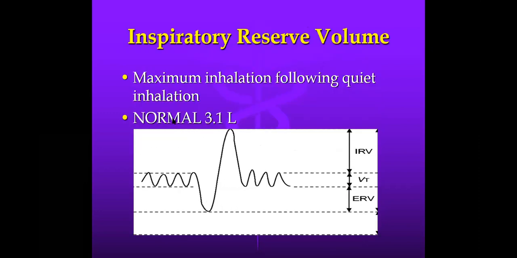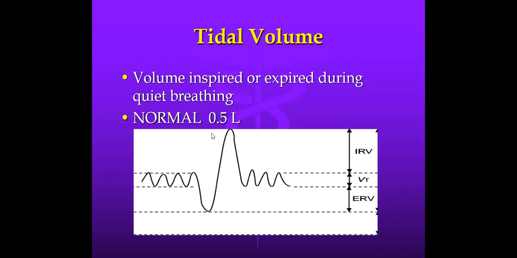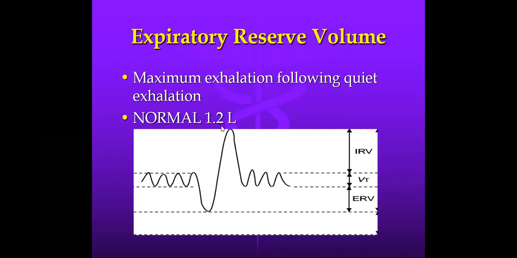All right, inspiratory reserve volume, they're just breaking it down here. It's 3.1 liters, a maximum inhalation following a quiet inhalation. So right here, quiet in, and then I kept on going. From here to here is IRV, 3.1 liters. Tidal volume, normal in, normal out. That's what you're doing right now. In, out, in, out. So that is my VT. From this point to this point is VT, 0.5 liters.